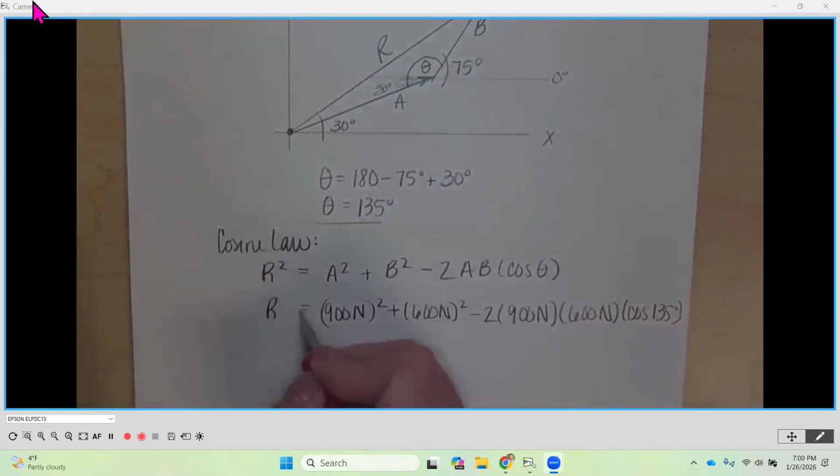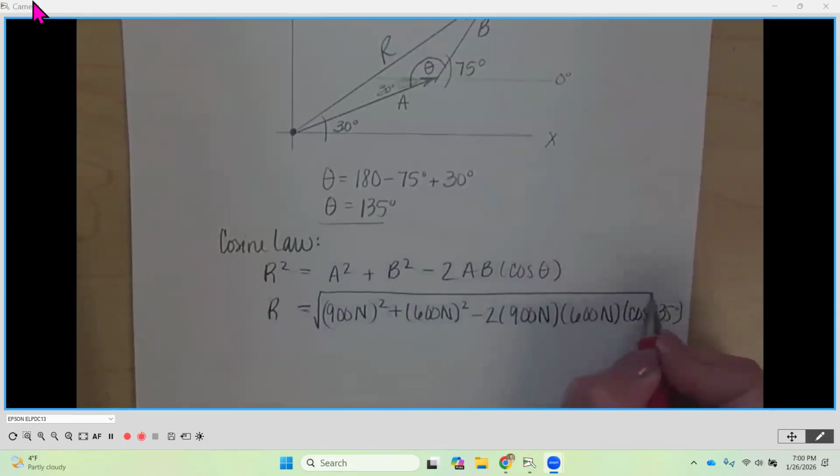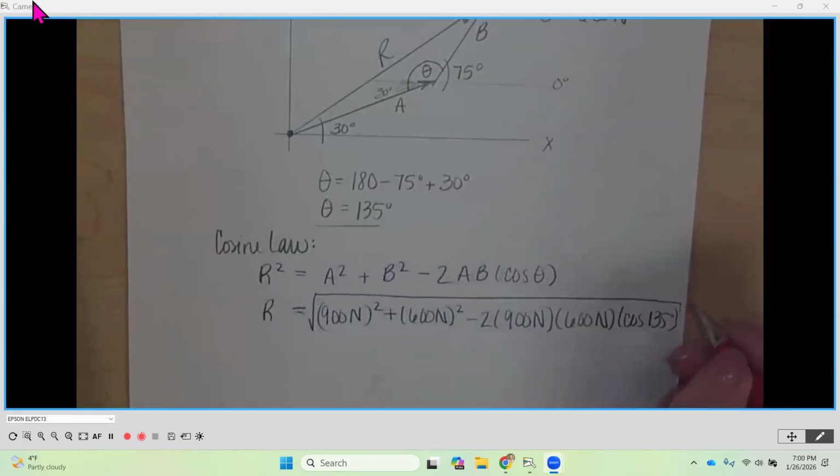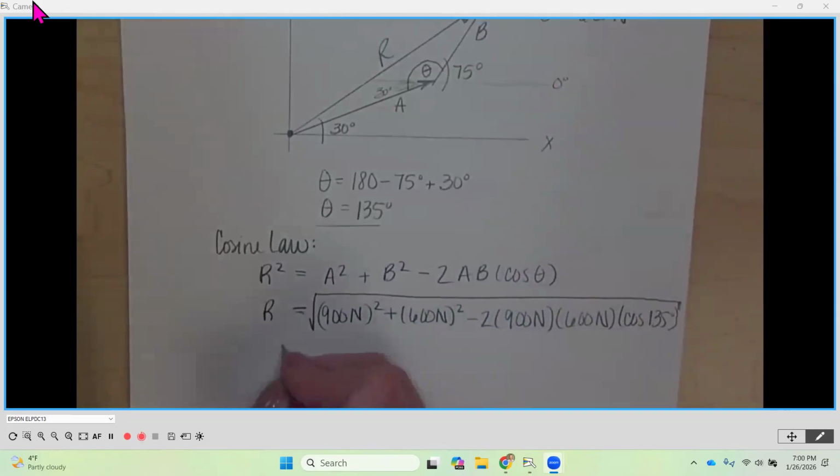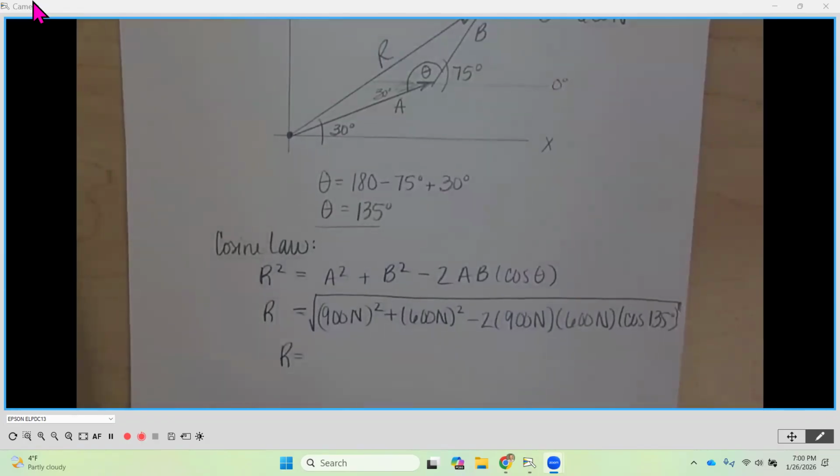And then I'm going to put R, but then I'm going to take my radical and put it all the way over the whole thing. Okay, so go ahead and calculate your number.